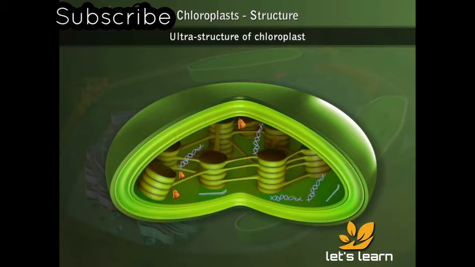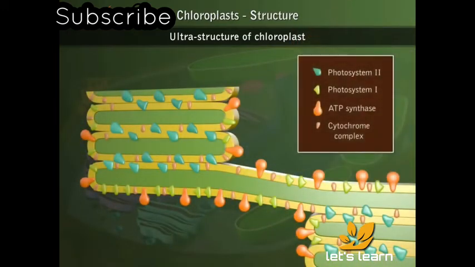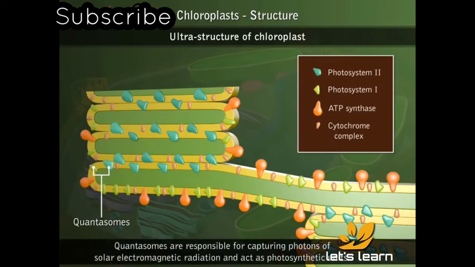Each chloroplast may contain 10 to 30 grana clusters, with a single granum comprising about 20 to 60 thylakoids. The thylakoid membranes are made up of 20 to 30% lipids and 70 to 80% proteins. They also contain a large number of granular structures embedded in the membranes. These granules are called quantasomes. Quantasomes are responsible for capturing photons of solar electromagnetic radiation and act as photosynthetic units.